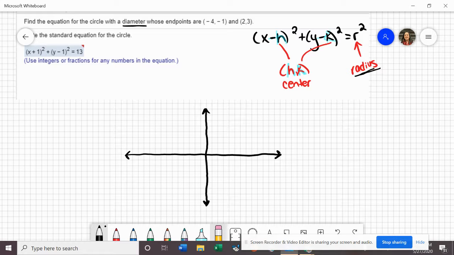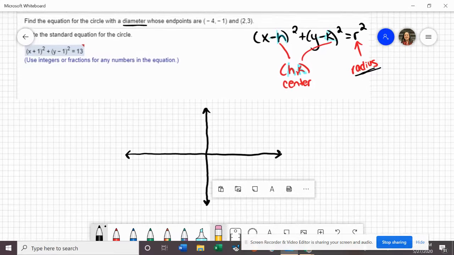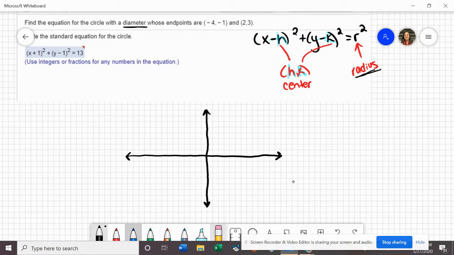So it says the diameter whose endpoints are (-4, -1). So let's scoot up just a bit. So -4 would be 1, 2, 3, 4, and -1, which is right there. And 2, 3: 1, 2, 3. All right. So those are the endpoints of our diameter. So what I know is that the center is right in the middle. It's right between those two points.